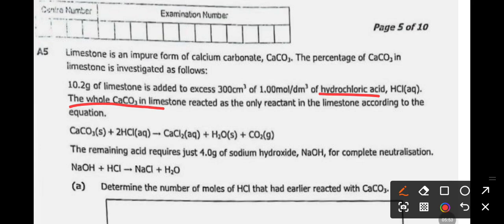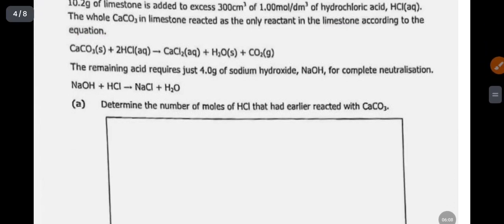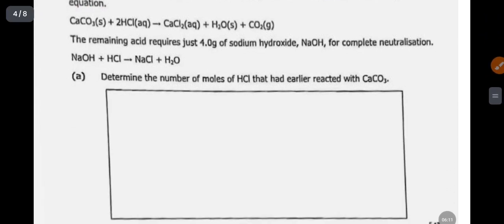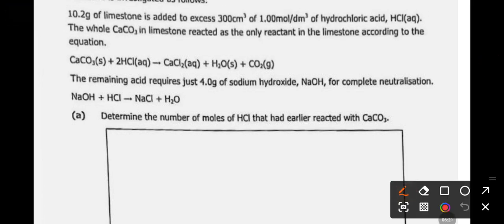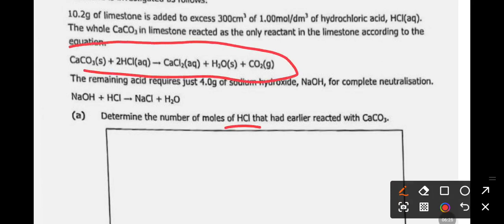Then we have this statement. The remaining acid requires just 4 grams of sodium hydroxide for complete neutralization. Question A. Determine the number of moles of hydrochloric acid that had earlier reacted with calcium carbonate. So here we need to find the number of moles of HCl that were in this reaction here.